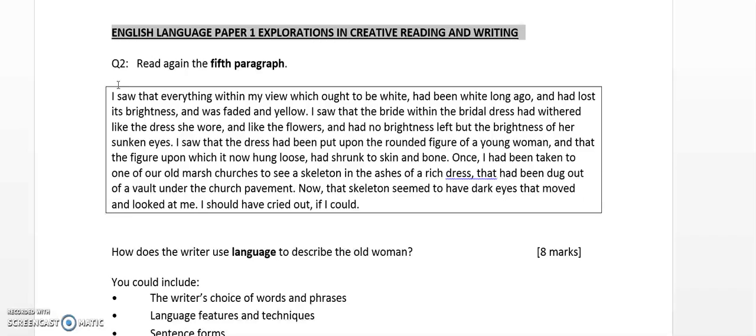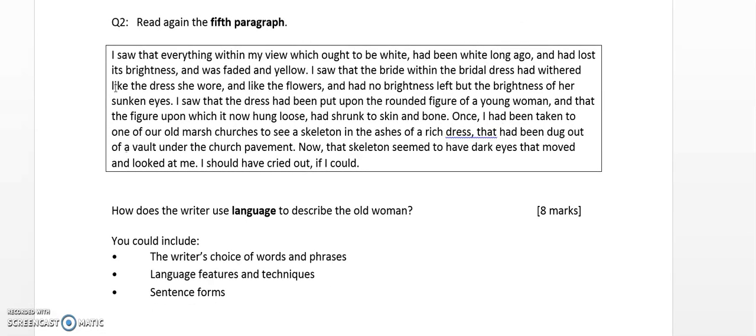So here's an example of what a question 2 might look like. Read again the 5th paragraph, and there it is in that box there. How does the writer use language to describe the old woman? As I said, it's all about analysing language, which you've been doing for years and years now. So it's not a new skill to you, but this video is just to take you through it one last time to reassure you that you do know what you're doing.